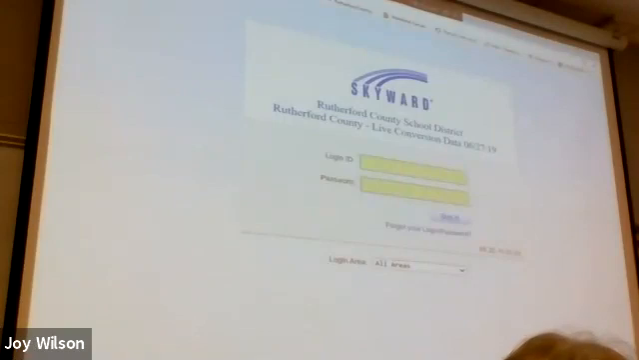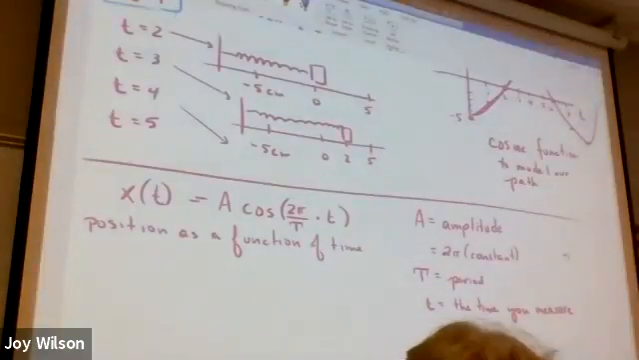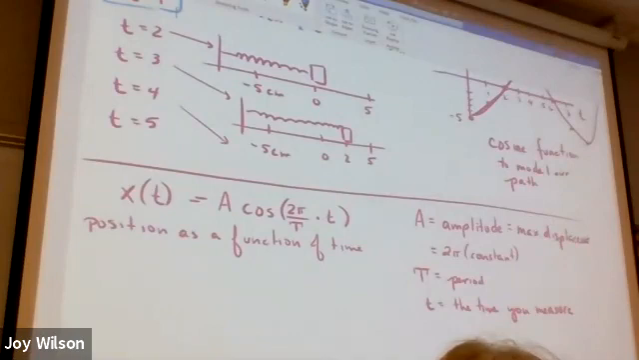All right. So A is amplitude. What is amplitude again? How could you describe the amplitude? Okay, it is both of those. It is the maximum displacement from equilibrium. Let's put that on a different line. So maximum displacement from equilibrium.